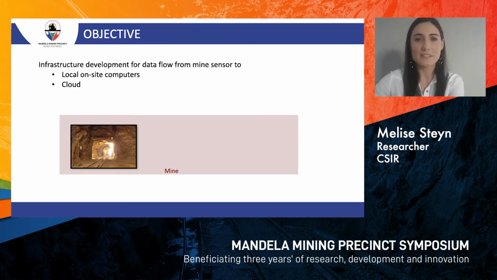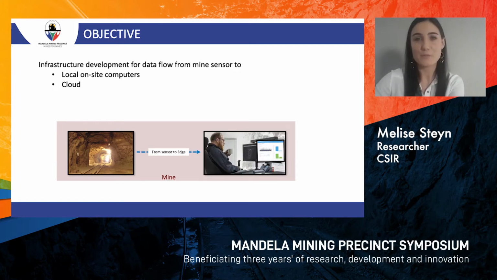So a main objective of our study was to therefore develop a data pipeline that would allow the flow of data from these sensors in the stope of a mine to other locations where the data can be utilized. We specifically focused on developing the pipeline to allow the flow of data between 3 different locations. First, the data had to flow from a sensor in the mine to a local on-site computer system where the data can be viewed or analyzed by someone in the mine.